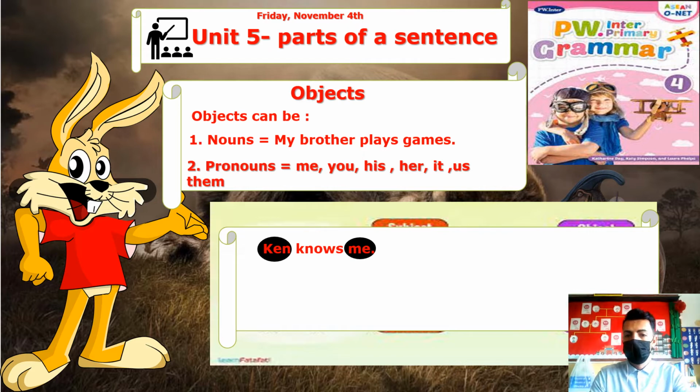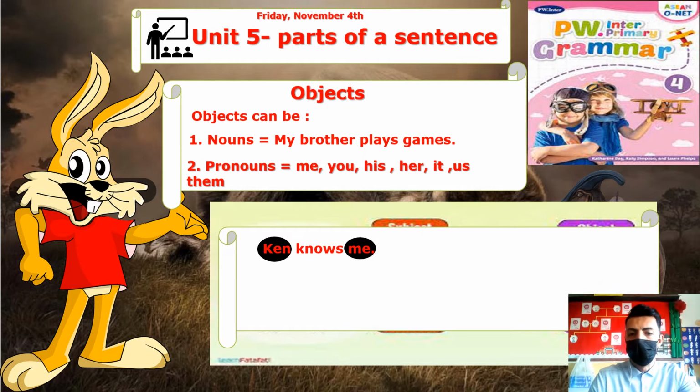Alright? Subject pronoun I, object me. Subject pronoun you, object pronoun you. Subject pronoun he, object pronoun him. Subject pronoun she, object pronoun her. Subject pronoun we, object pronoun us. Subject pronoun they, object pronoun them.